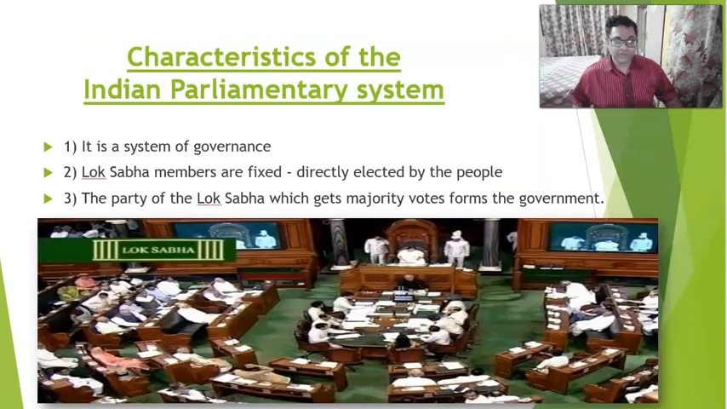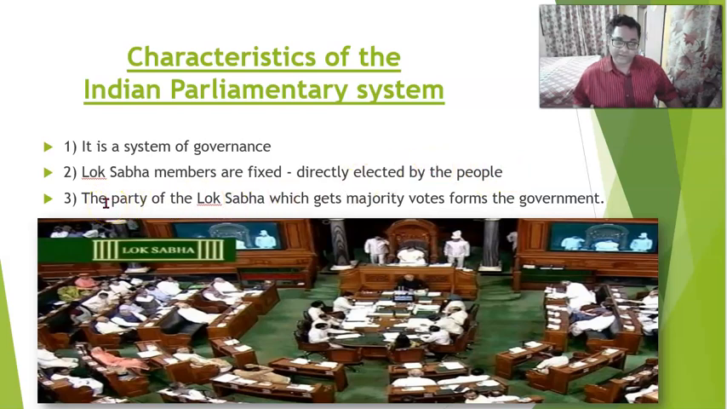Now let's learn about the characteristics of the Indian parliamentary system. Firstly, it is a system of governance. It means it is composed of the President, Lok Sabha and Rajya Sabha. Second characteristic is Lok Sabha members are elected. That means they are directly elected by the people through voting, as you have seen previously in the video.